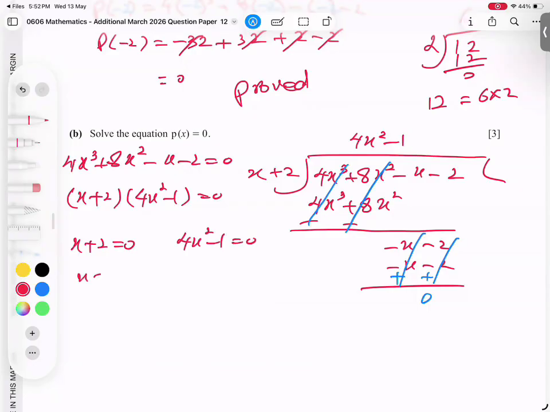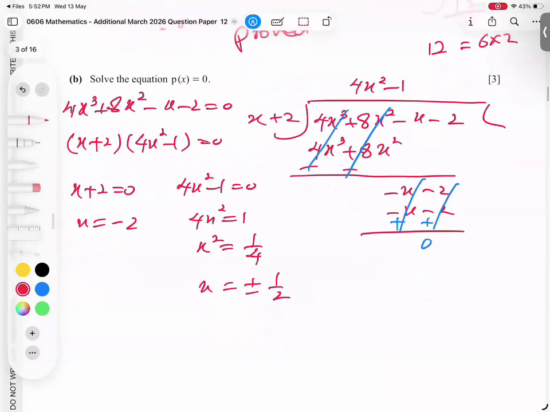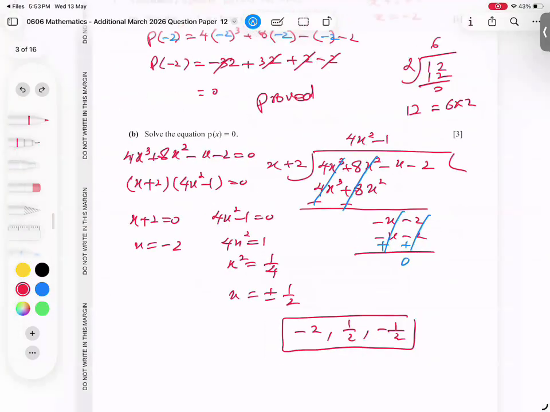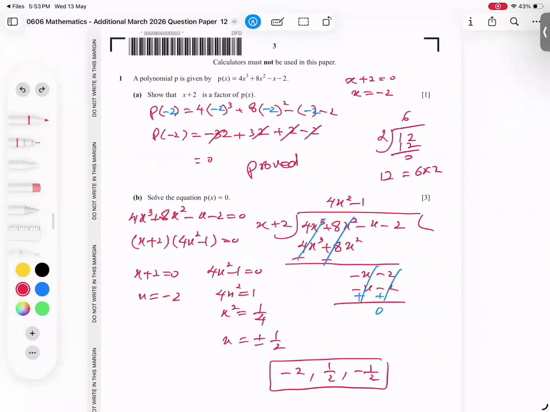So 2 goes to the other side, I get x equals negative 2, and 4x to power 2 is equal to 1. Now I bring 4 to the other side and divide, so x to power 2 equals 1 over 4. Take the root of both sides, I get plus and minus 1 over 2. And he was asking for the answers. So we got 3 answers, students: negative 2, half, and negative half. I hope the point is very clear. He was asking to solve it, and the question is completely clear.